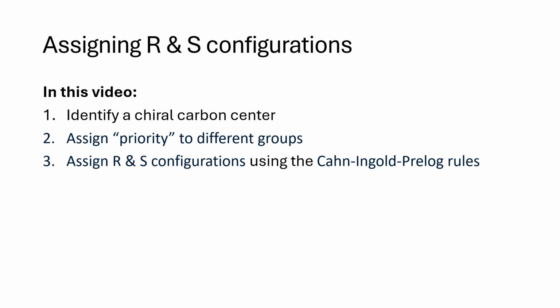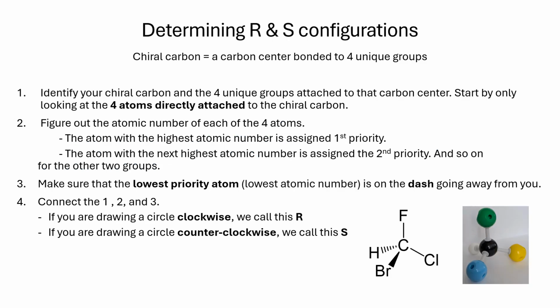In this video, we are going to talk about how to assign the R and S configurations to a chiral carbon center. And to do that, we need to learn how to assign priority to the different groups, and then to assign that R and S configuration at a chiral center. All of this is called using the Cahn-Ingold-Prelog convention or rules.